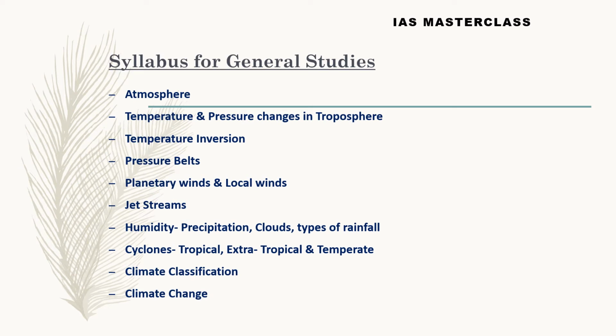This is our syllabus for General Studies. Our optional syllabus is different. This is for General Studies, GS1. Basically, we start with the atmosphere, temperature and pressure, changes in the troposphere, temperature inversion, pressure belts, planetary winds and local winds, jet streams, humidity, that is precipitation, clouds, types of rainfall, cyclones, where we deal with both tropical, extratropical, and temperate cyclones, climate classification, and of course, last but not the least, climate change.